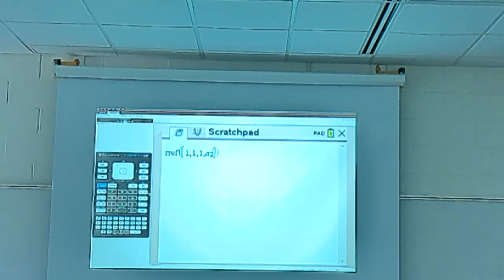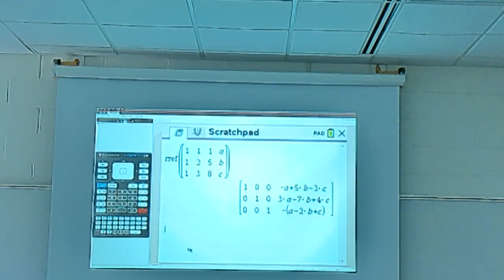Semicolon. 1, 2, 5, 8. Semicolon. 1, 3, 8. There's your RREF, which I'll let you verify by hand.